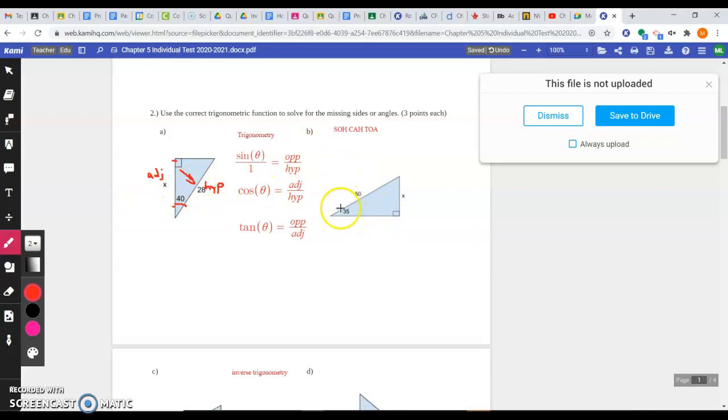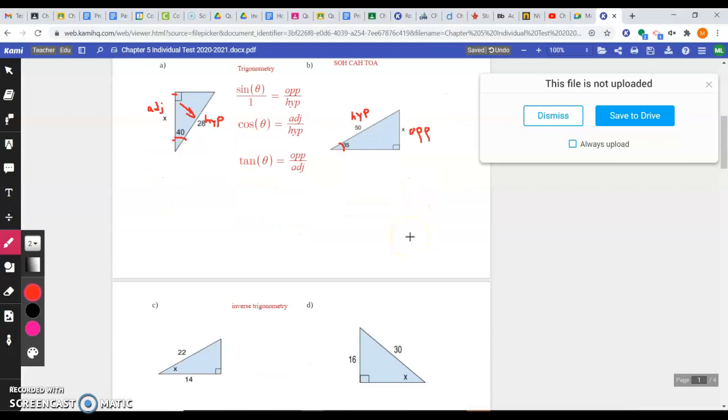It's a little bit different in B. You have your angle being 35. X is across from your 35, so that is opposite, and 50 is your hypotenuse. So opposite and hypotenuse tells you which trig function you should use.